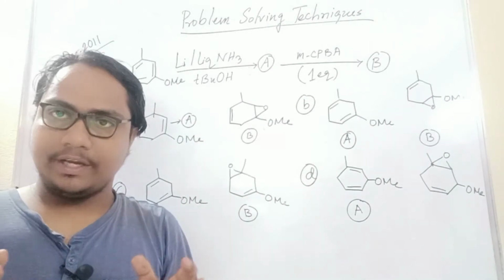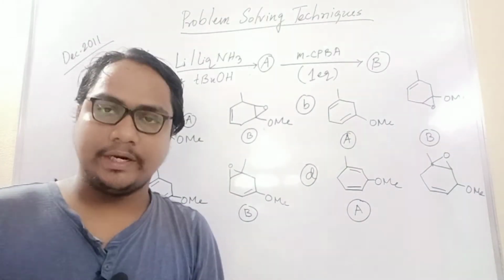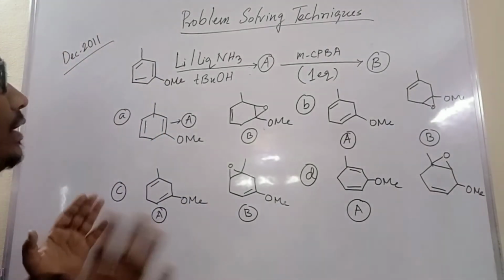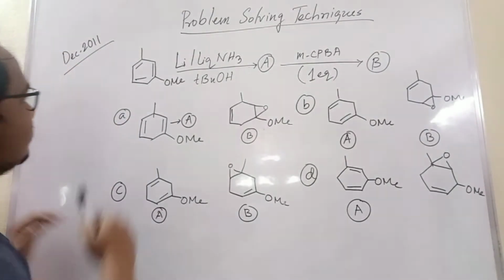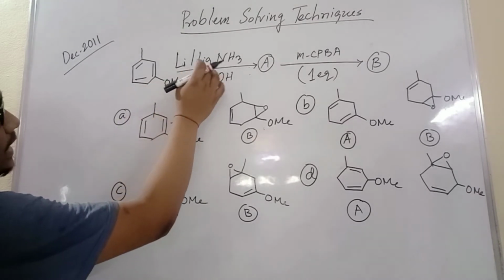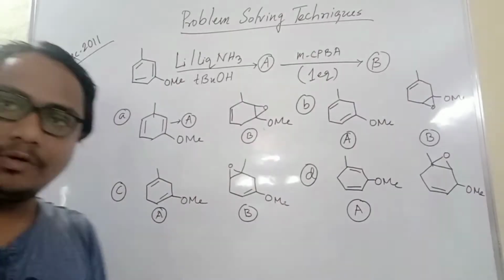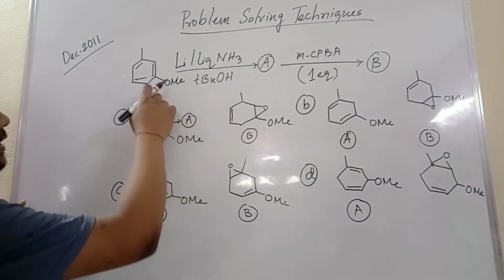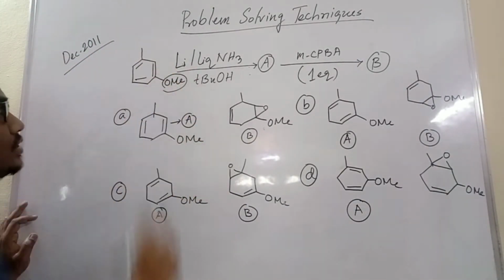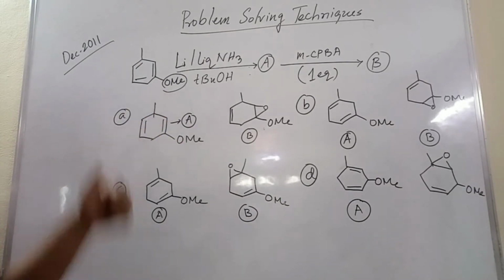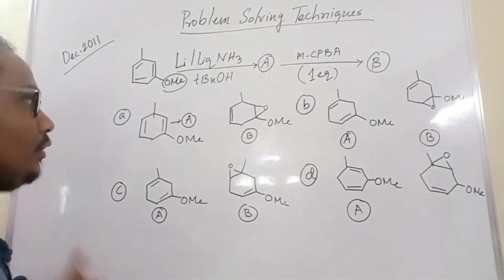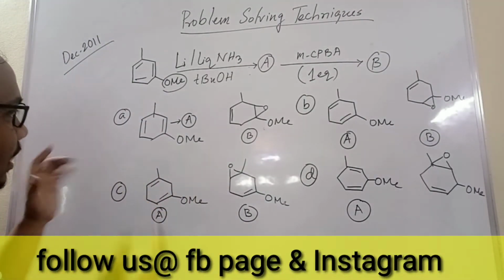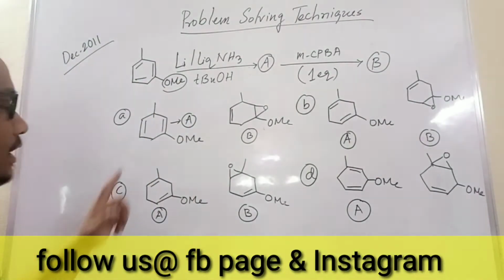So you use short techniques, because in your NET exam you have less time for solving one question. First see how I approach it. Lithium, liquid ammonia and tertiary butanol is the condition of Birch reduction. So in Birch reduction, what happened? Here in this ring one methoxy group is there. Methoxy group is an electron donating group. I already told this in our name reaction Birch reduction, that this methoxy group is electron donating.